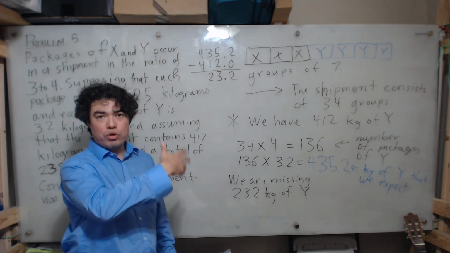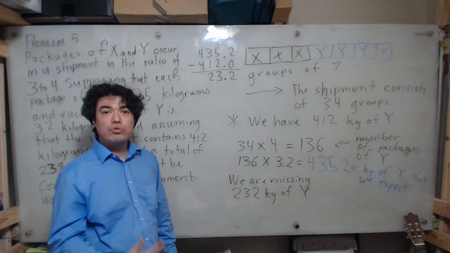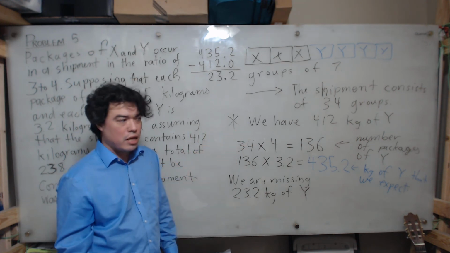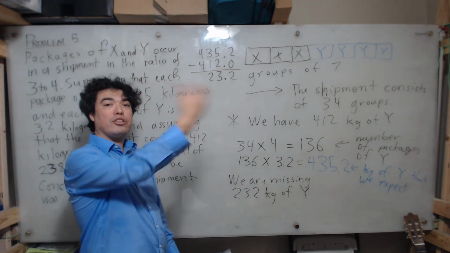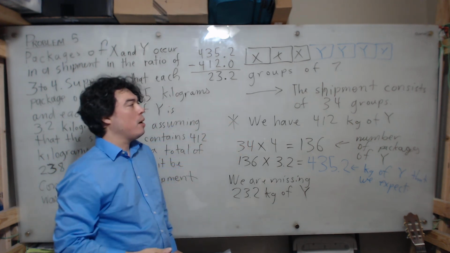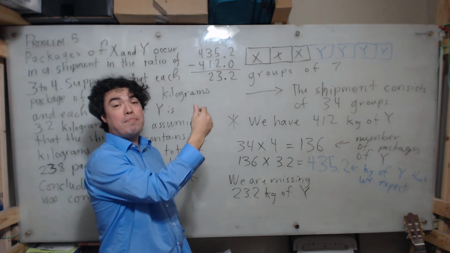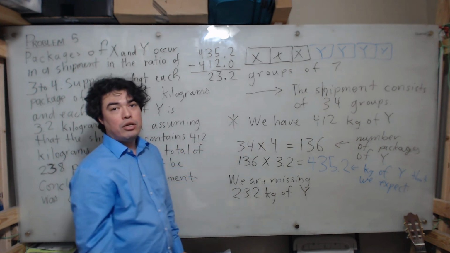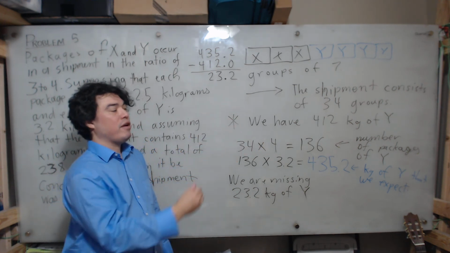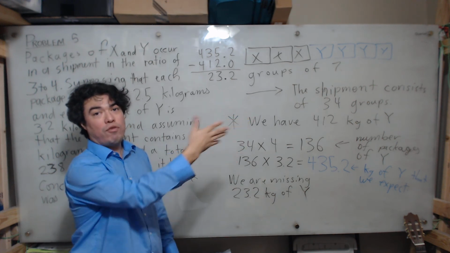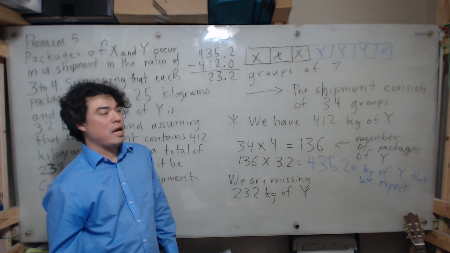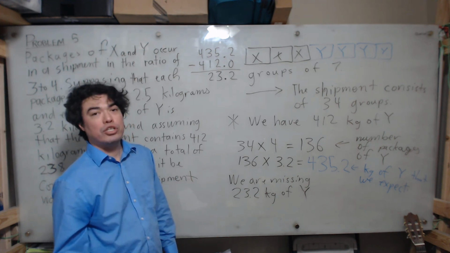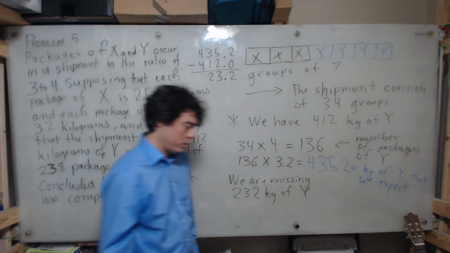And also I want you to notice how this problem required us to do several different layers of calculation, as most real life problems are going to require. First, we had to determine, using the ratio, how many packages of Y there were. Then, using the weight of each package, we had to find out how much the weight of all those packages would be. And then we had to compare that to what we were given. And then we were able to determine that we were short.